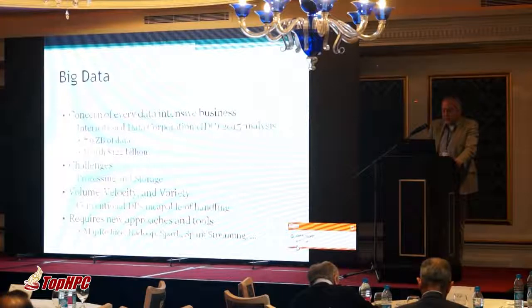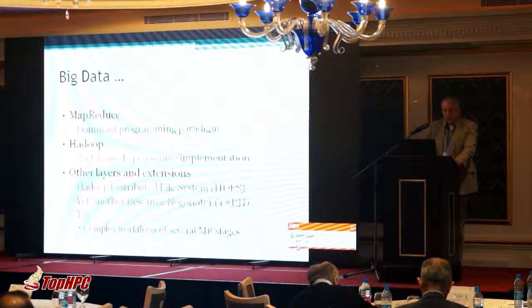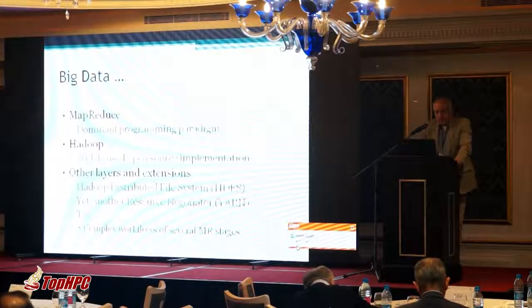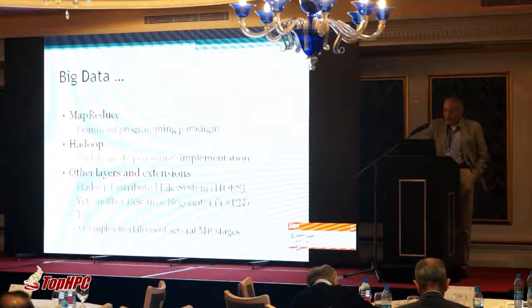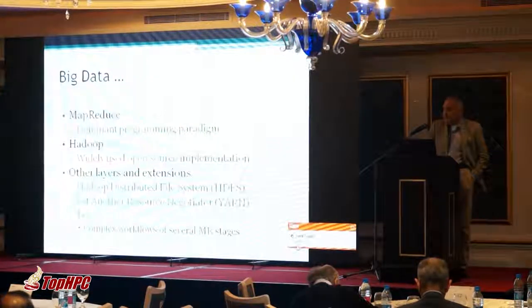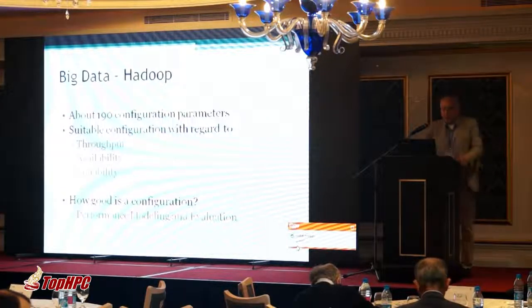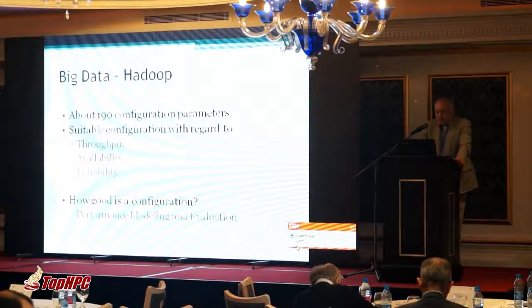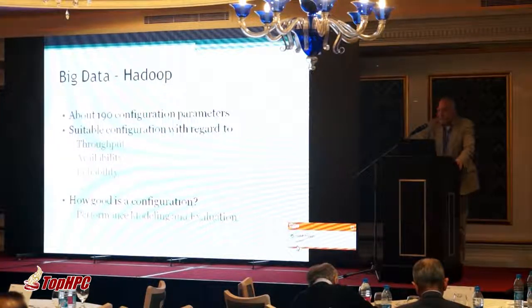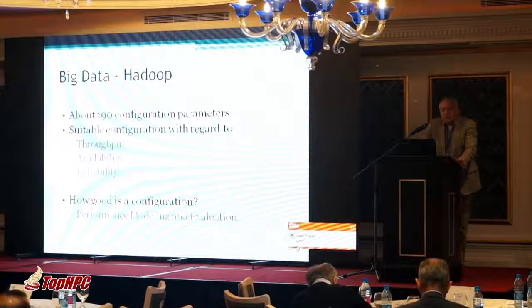They have considered MapReduce, Hadoop, Spark, and so forth. You know, MapReduce is a dominant programming paradigm. Hadoop is a widely used open source implementation, with other layers and extensions, the Hadoop Distributed File System, and YARN and Tez, which usually have complex workflows of several MR stages. About 190 configuration parameters. The measures of performance of interest we have focused on were throughput, availability, and reliability, although availability and reliability could be considered as dependability measures.